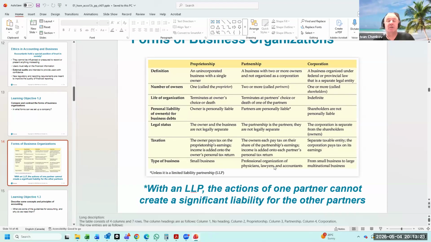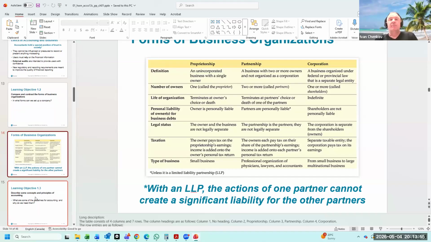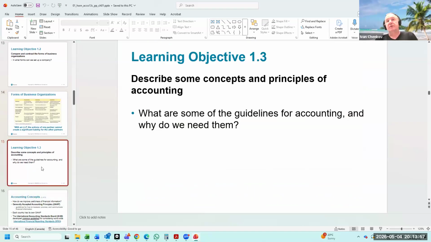On the partnership, usually the partners get together because they are experts in the same area, or they have the same ideas and the same goals. Once those ideas and goals start deviating from each other, the partners go in different directions. No more partnership. That's it. A corporation is a corporation. It can be one person, two persons, three persons, as many as you want.